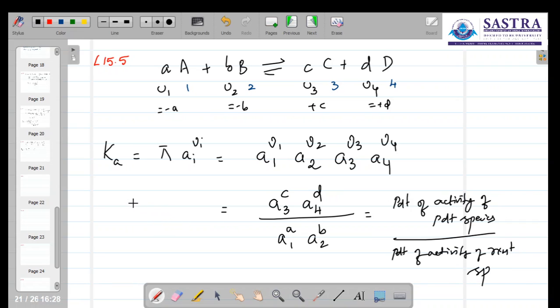So this is how the equilibrium constant gets defined. The equilibrium constant can be written as the ratio of the product of activity of the product species raised to their respective stoichiometric coefficient to the product of the activity of the reactant species. This is also raised to their stoichiometric coefficient. That is how we write it in here.